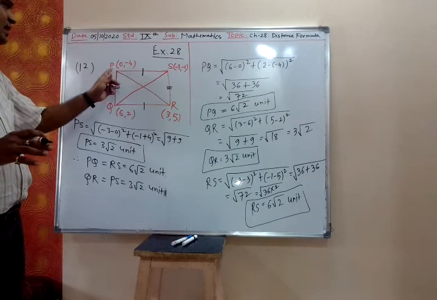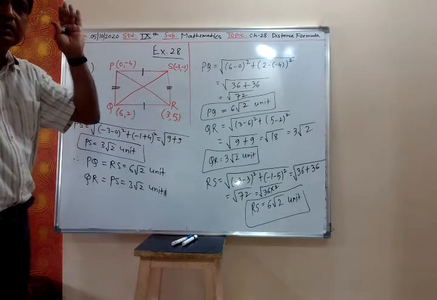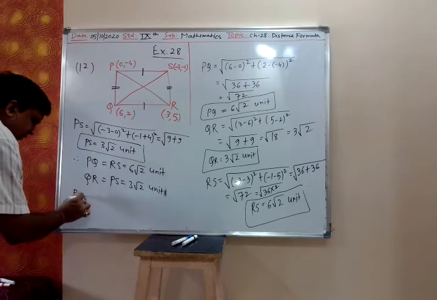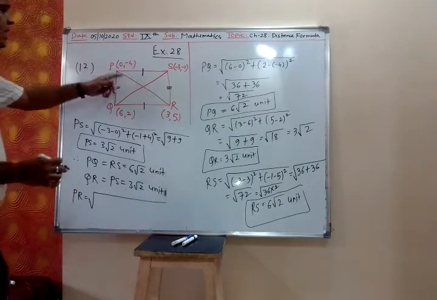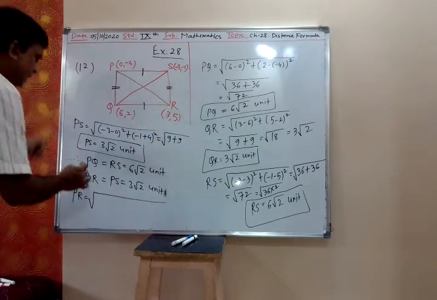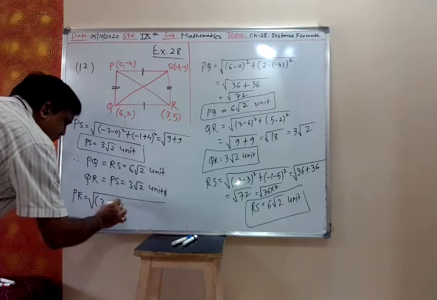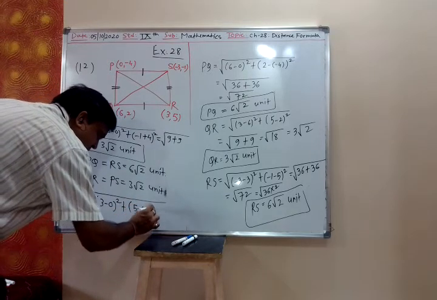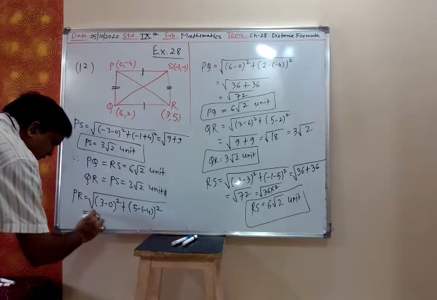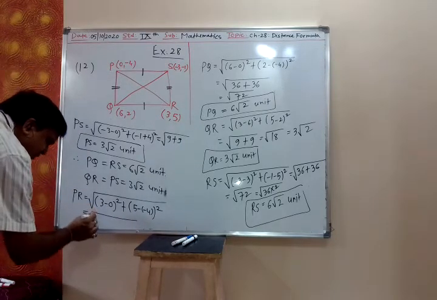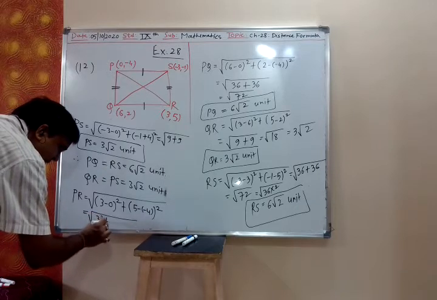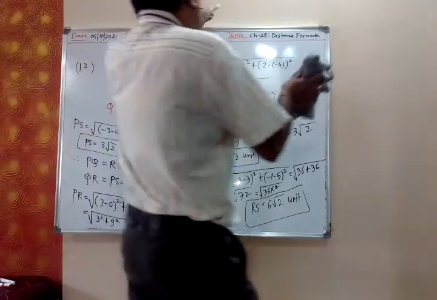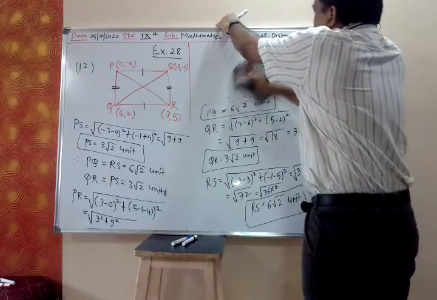Now we calculate the diagonals. Diagonals are PR and QS. The diagonals must also be equal. So now let us calculate diagonal PR. 3 minus 0 square, x2 minus x1 square, plus 5 minus minus 4 square. 3 minus 0 square is 3 square, plus 5 minus minus 4 is 9 square. So find out PR.